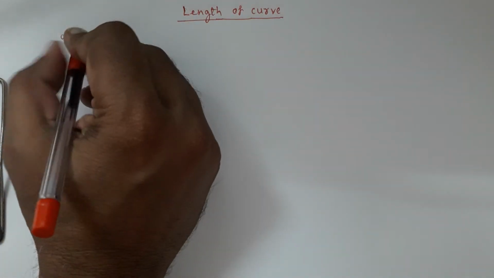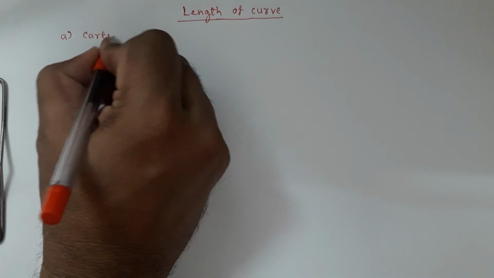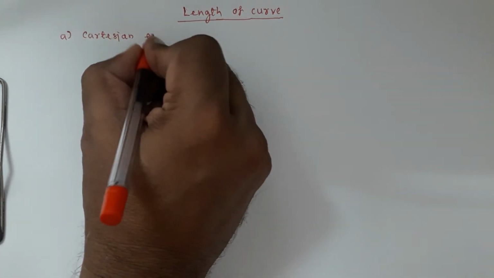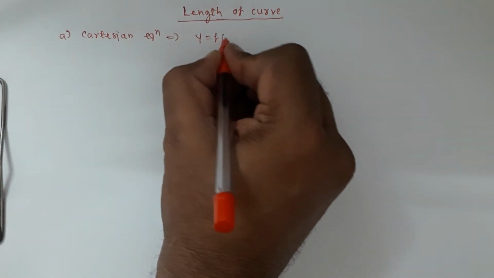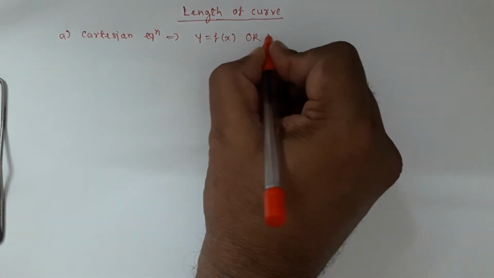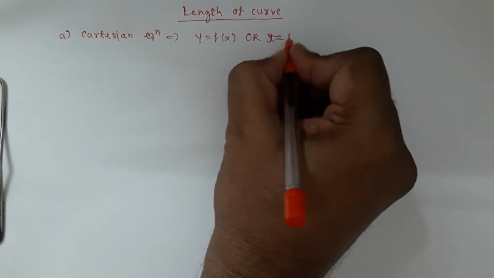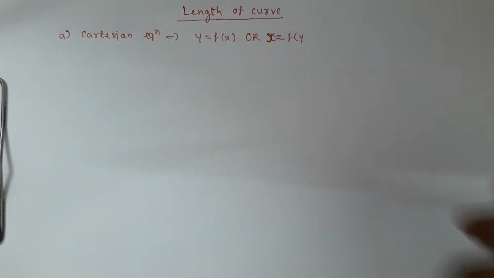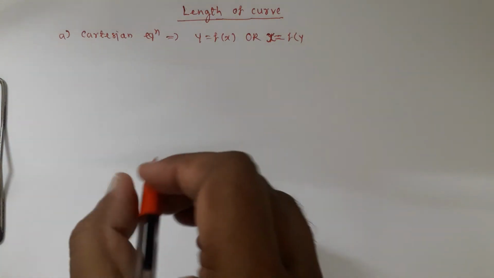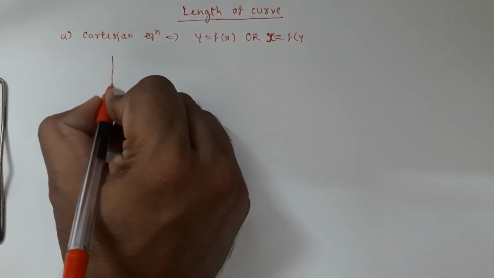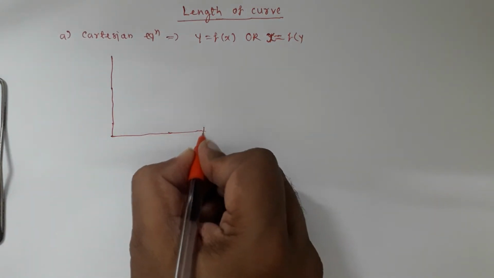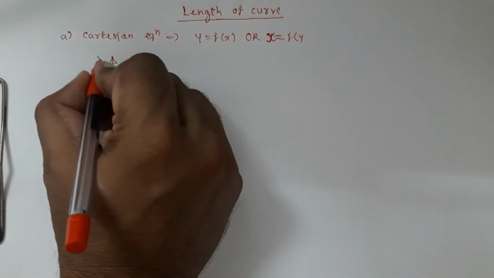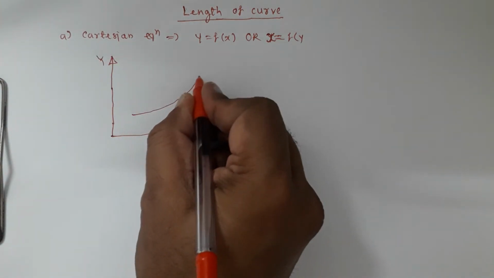Now let us get the length of the curve when the curve is given by Cartesian equation. Cartesian equation means either y is equal to f of x or x is equal to f of y. The Cartesian equation may be of any of these two types.